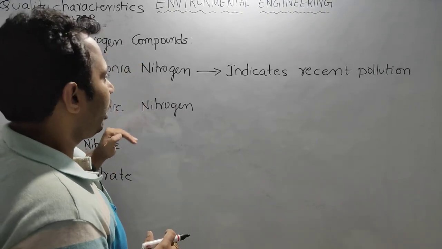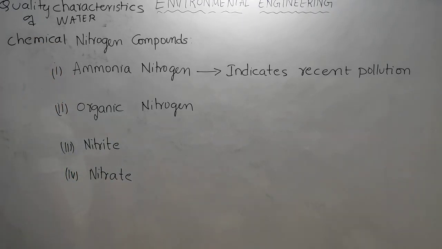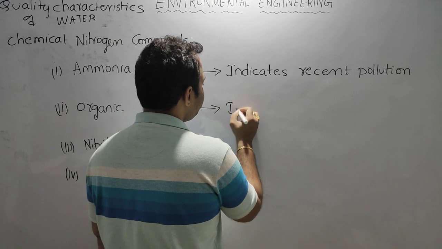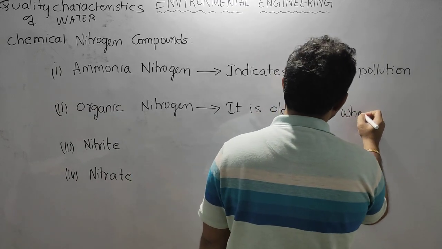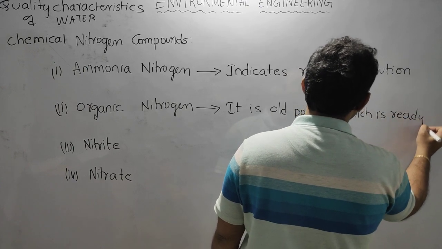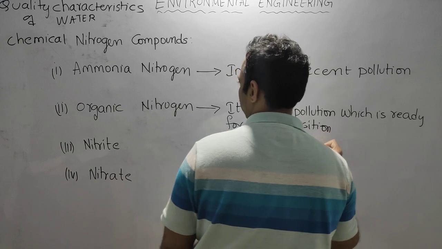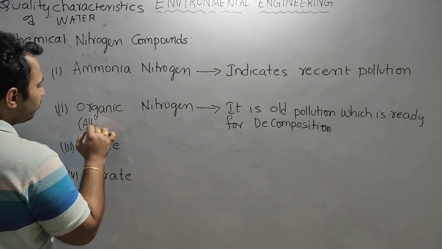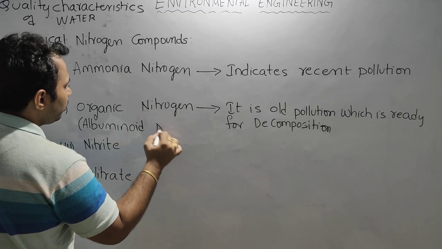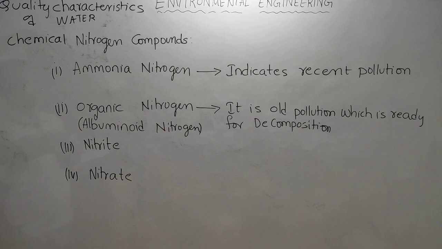After some time, it creates a favorable condition for its decomposition, and that is called organic nitrogen. When organic nitrogen is formed, it indicates old pollution that is ready for decomposition. This nitrogen is also called albuminoid nitrogen. So it indicates the pollution which is ready for decomposition.